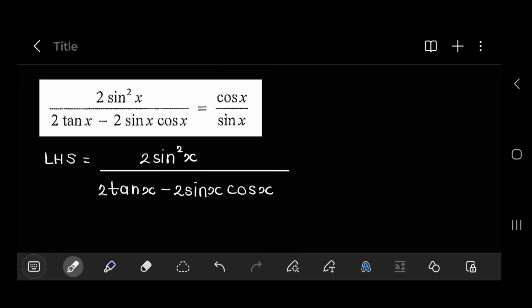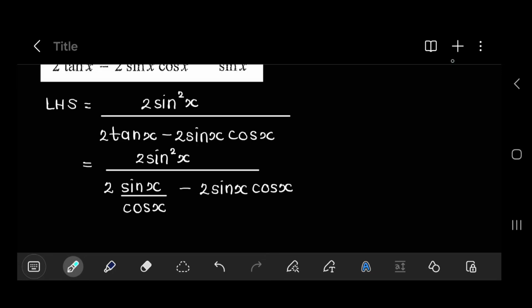Now the first thing I notice here is that we've got a tan x in the denominator, and we can replace tan x with sine over cos. Let's keep all our other terms the same as is for now, and the only thing we're doing is replacing tan x with sine x over cos x. Okay, so here we have it. Just to show you, I have replaced this tan x with sine x over cos x.